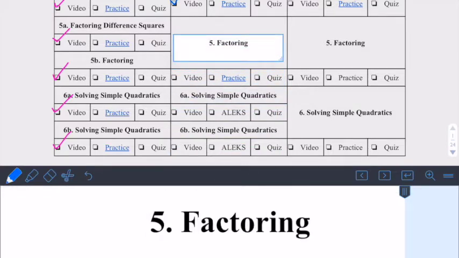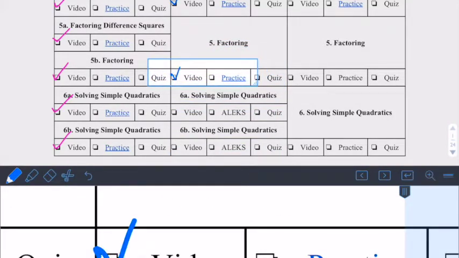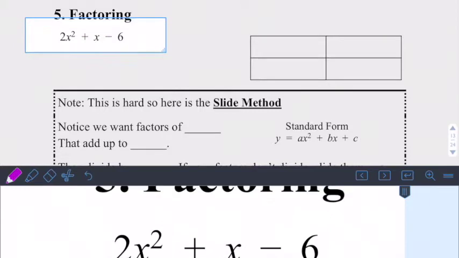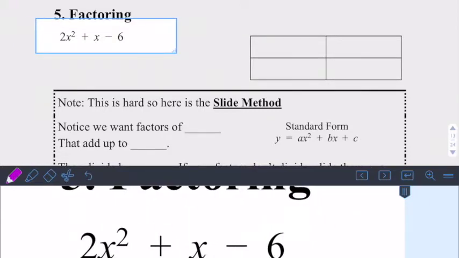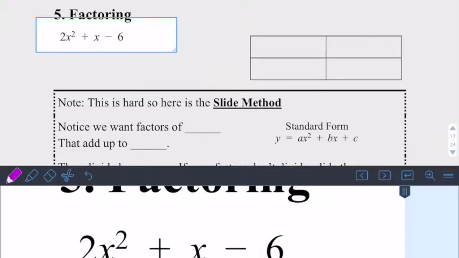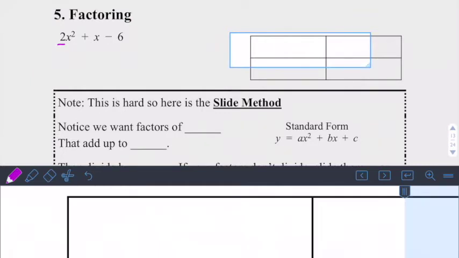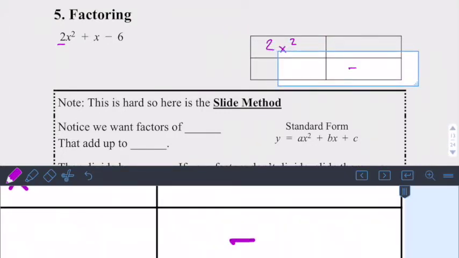This is lesson 5 on factoring. So I'm going to take this 2x squared plus x minus 6 and I'm going to factor it. This is the first time we've had an a value of 2, or really any a value other than 1. So I've got 2x squared and I've got minus 6.